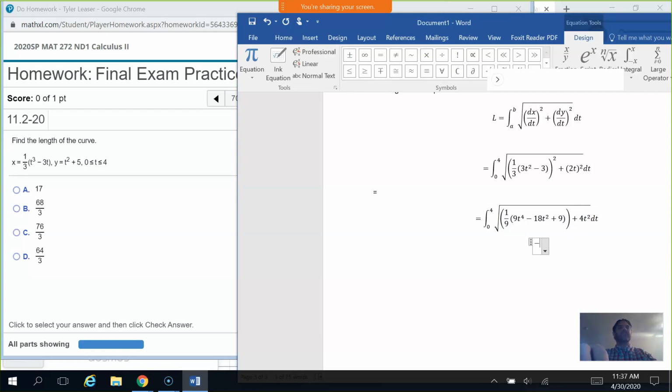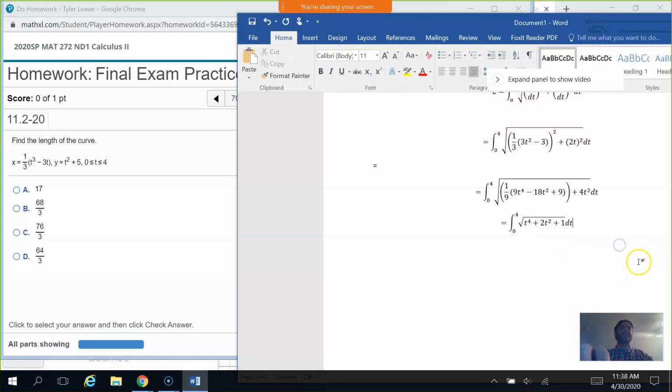Okay, now we'll distribute out the 1/9 into here, and then we'll combine like terms to see what we can get. So this will be the integral from 0 to 4, still the square root, but inside the square root, 1/9 times all of this just divides everything by 9. So we're going to end up with a t to the 4th out in front. This is a negative 2t squared that's adding on to a 4t squared, so positive 2t squared, and then we have the plus 1 from this 9 times 1/9 out here.